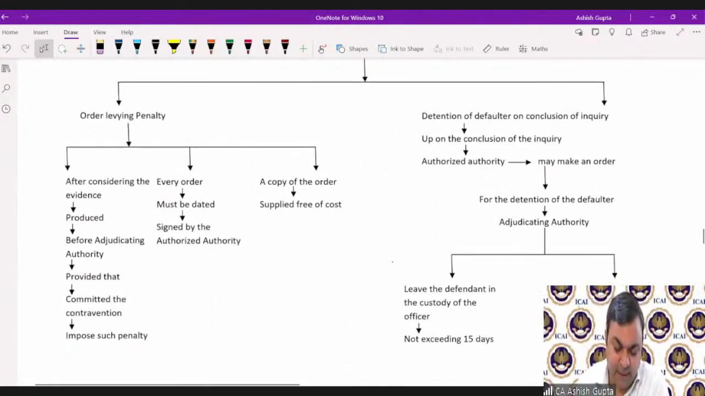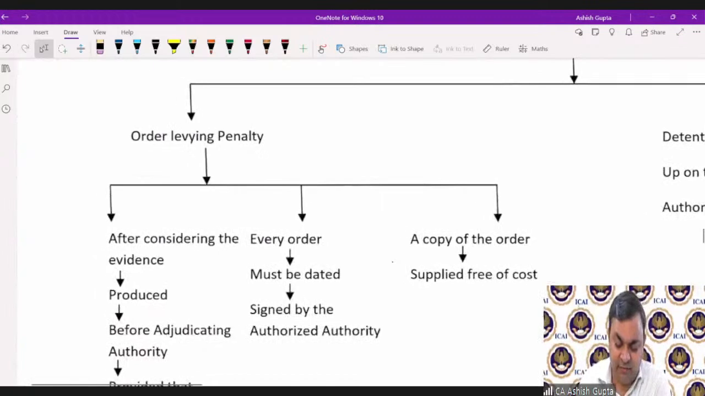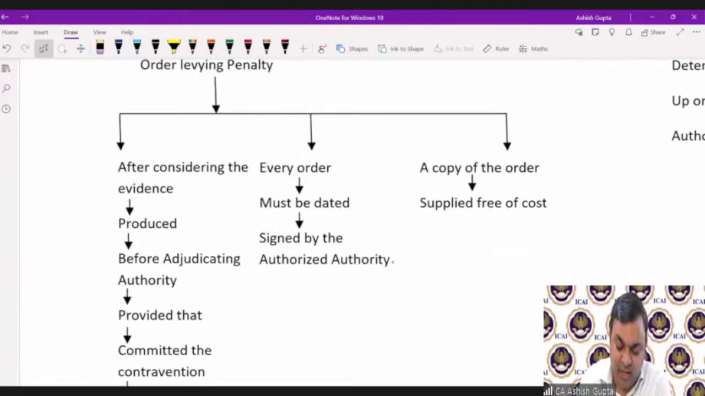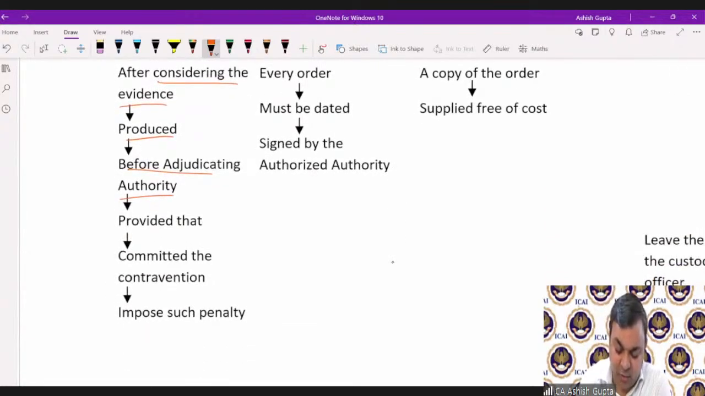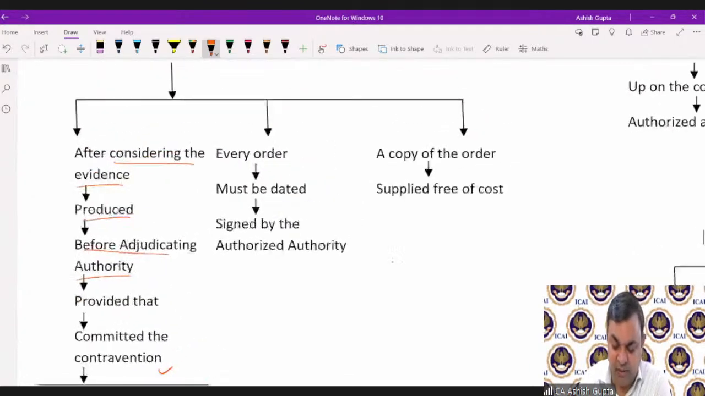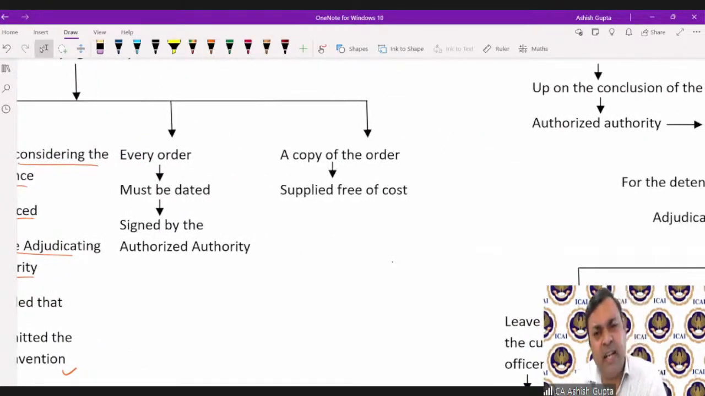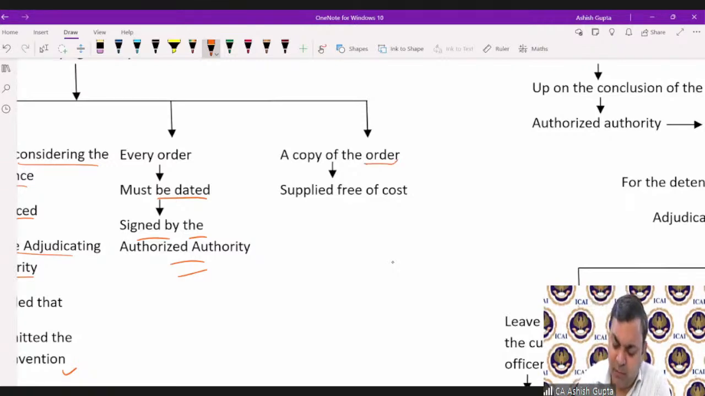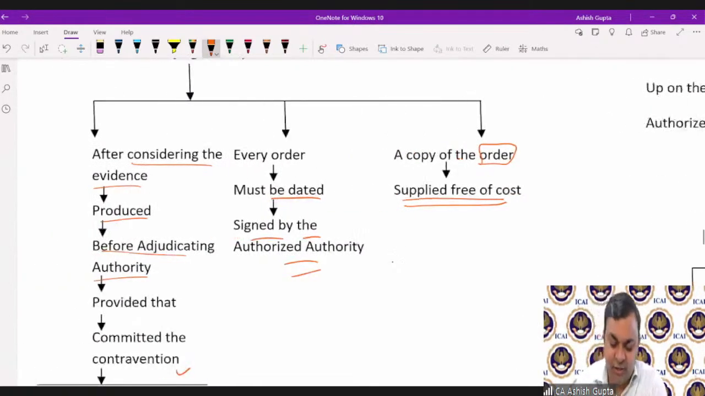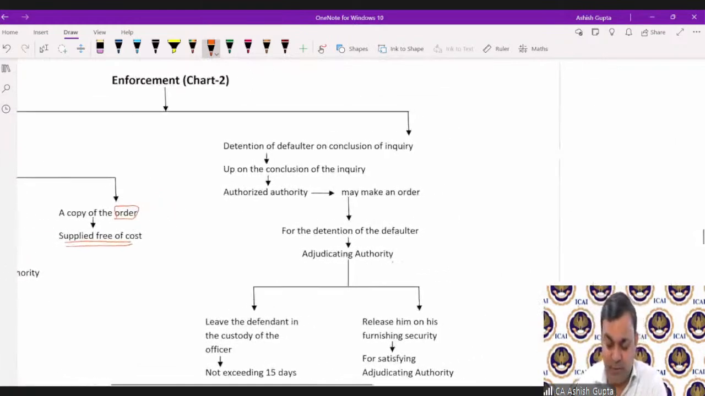Enforcement, second part. If you issue any order which provides for penalty, after considering the evidence produced before the AA, meaning adjudicating authority, and it is proved that the person committed the contravention, impose such penalty. Every order must be dated and signed by the authorized authority, and a copy of the order supplied free of cost. You are not supposed to charge 10 rupees per page or something like that. You need to provide the free of cost copy.